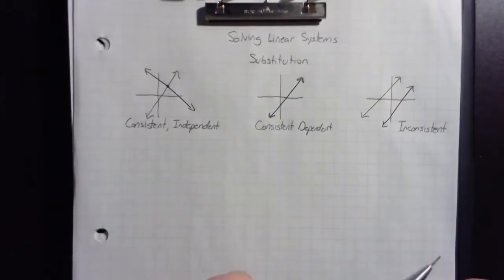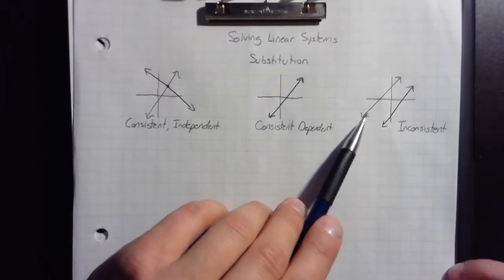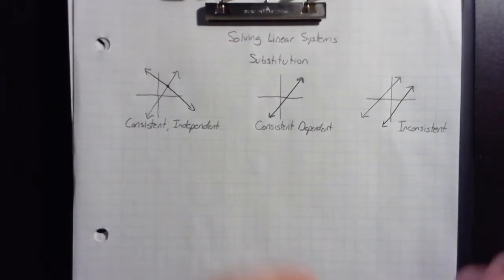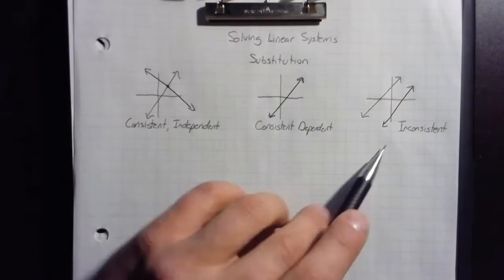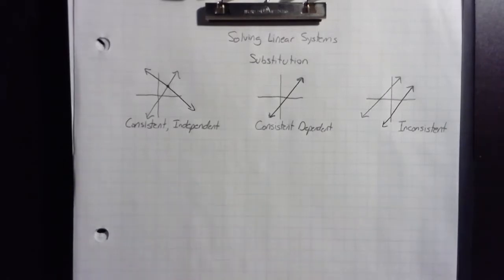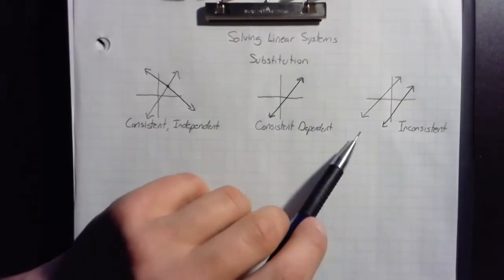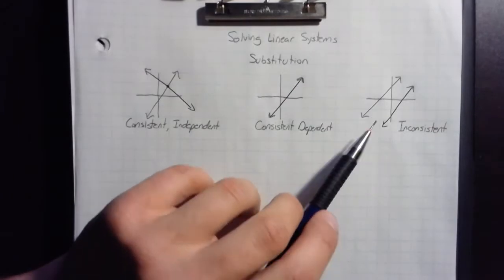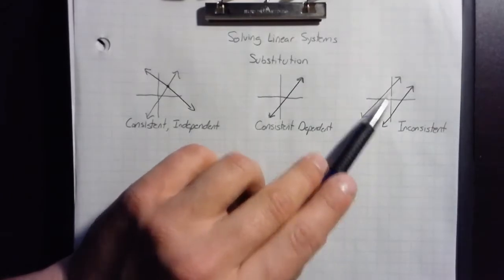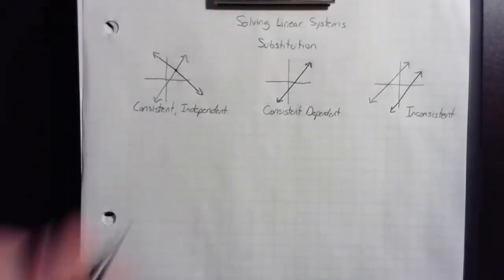And finally, our last way is not having the lines intersect at all. We call this an inconsistent system of equations, where our 2 lines have the same slope, but have a different y-intercept. So let's look at the first example here.